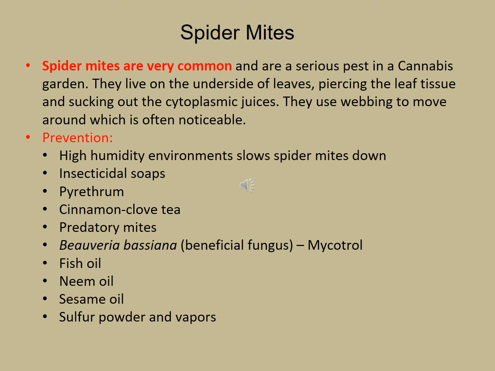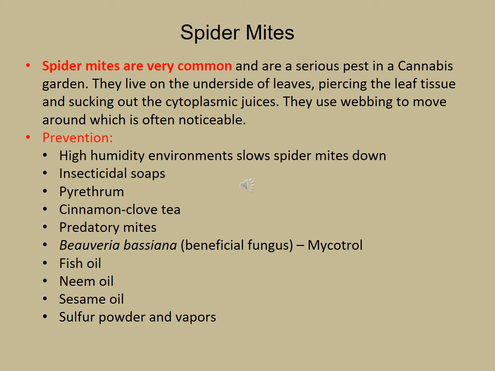Spider mites are a really common pest in cannabis gardens. They live on the underside of leaves, and they pierce the leaf tissue with their mouth parts and suck out the juices. They use webbing. They create it and use it to move around, so they look kind of like spider webs on the undersides of the leaves, sometimes on the top sides.